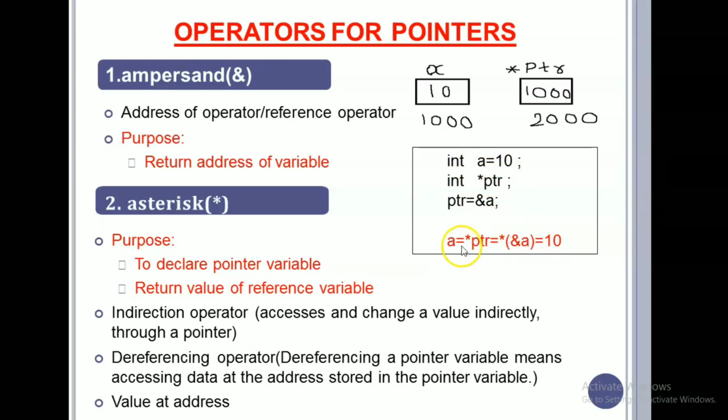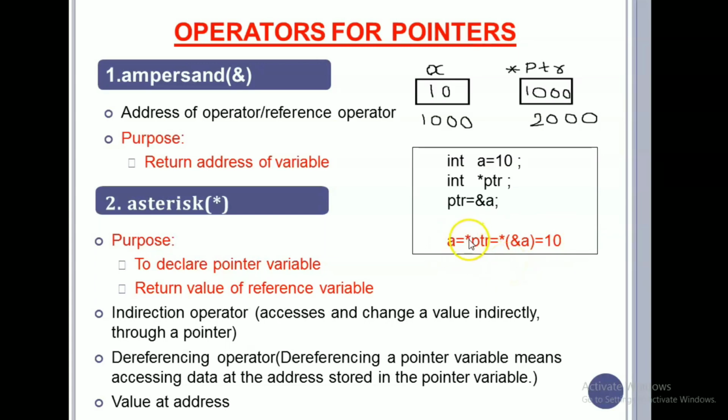I have written A equal to pointer PTR equal to pointer of address of A equal to 10. So what does it actually mean? A equal to 10, it is fine. Now here, I am using a pointer variable to access this value 10, right? Here I am using a pointer variable, that is, I am using the asterisk symbol or the address of operator to access this 10. Then how is it possible?